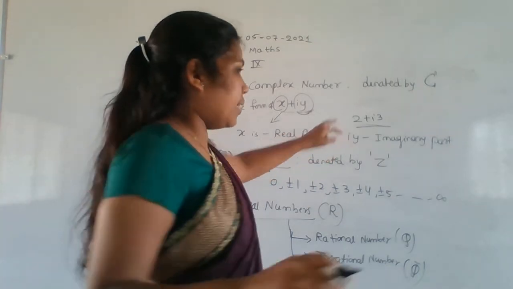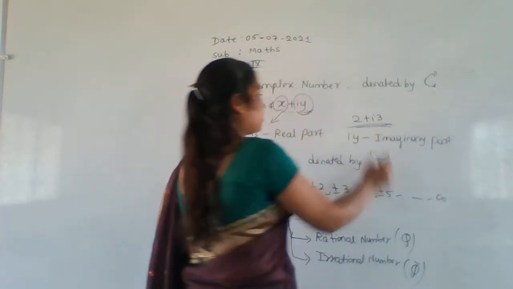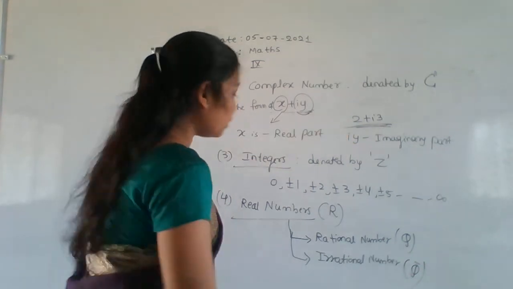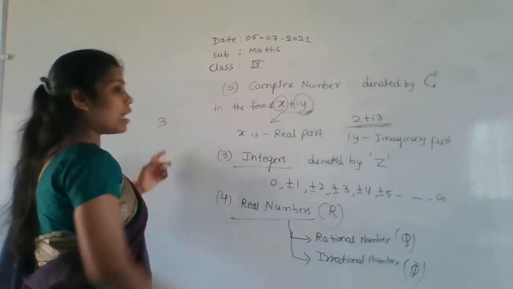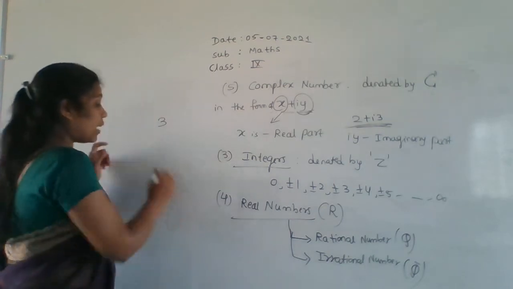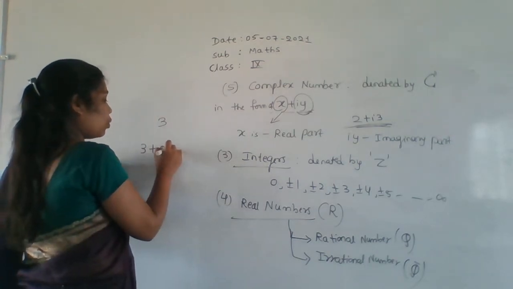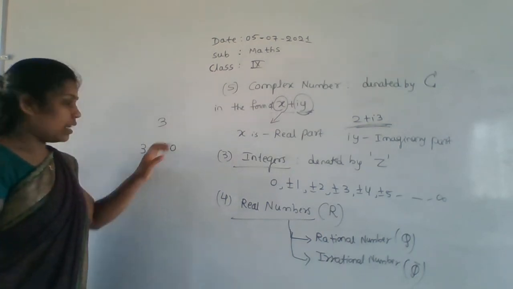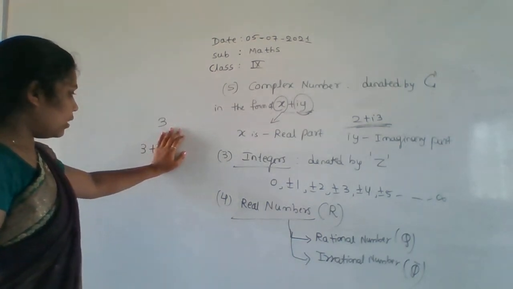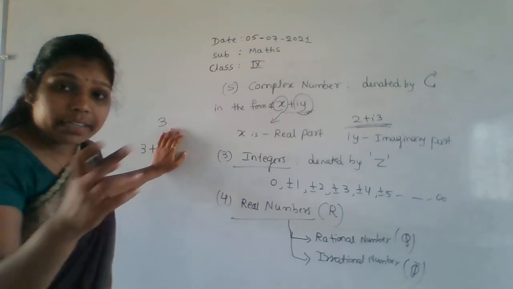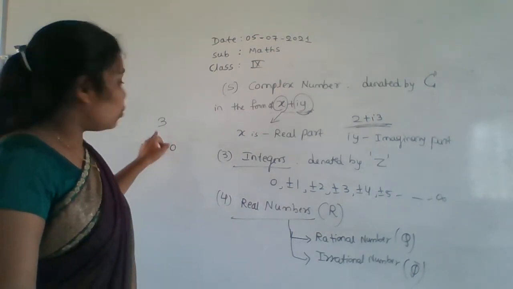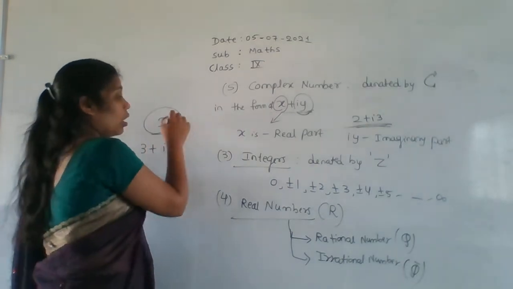You can take any numbers x and y. I give an example here, 2 plus 3i. So this is also one of the complex numbers. If they give 3 also, see here, 3 is also a complex number. How? You can write this as 3 plus 0i, sorry, i into 0. Right? If the imaginary part is not there, then we can say the imaginary part is 0. So multiplying with 0, you will get 0 in the imaginary part. So here 3 is also a complex number.